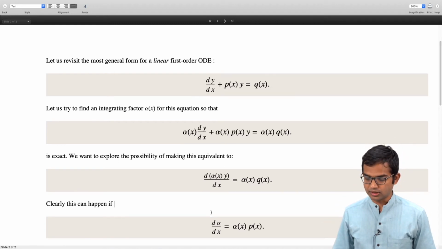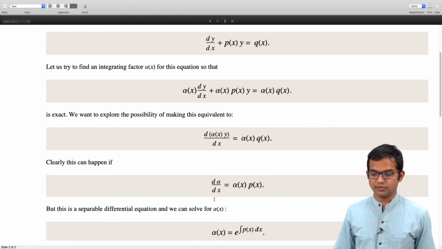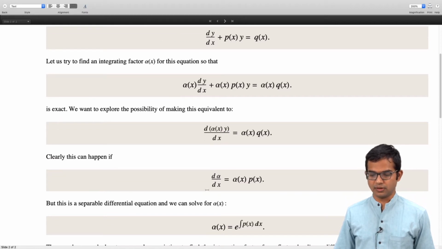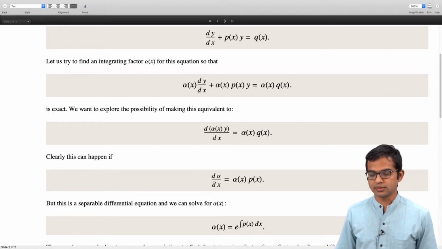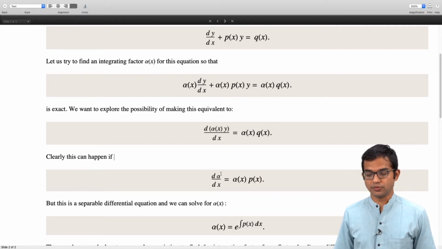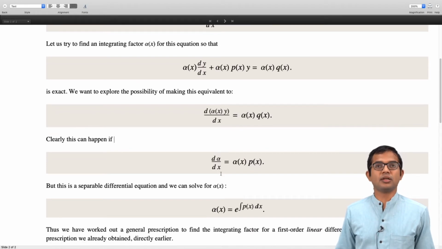But a moment's thought reveals that in fact this is an easy differential equation. We know how to solve this. This is a separable differential equation. So we just bring alpha to the left side, and dx goes to the right side, so you integrate, right? At least in principle we know how to solve this. So you have log of alpha is equal to integral of p dx, and then alpha is equal to e to the integral of p of x dx, right? So this is nothing but the integrating factor.